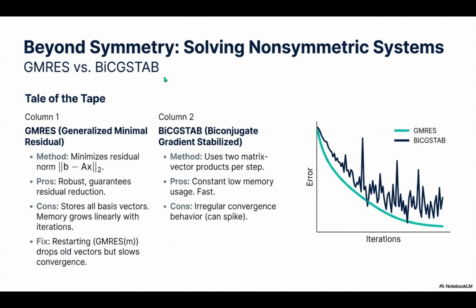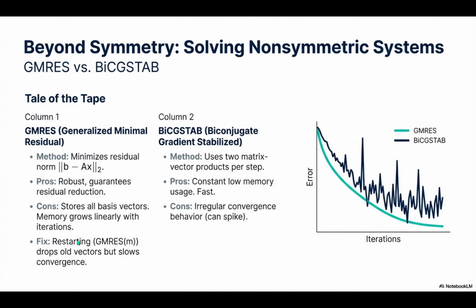In the red corner, GMRES. GMRES stands for Generalized Minimal Residual. Think of this one as the tank. It is robust. It's mathematically guaranteed to reduce the error, the residual, every single step. It will strictly march down the hill to the solution. That sounds great. Why would you ever use anything else?